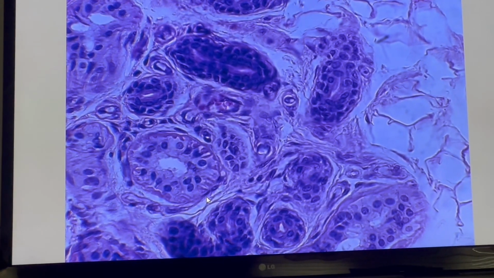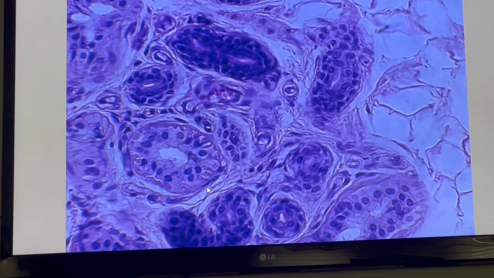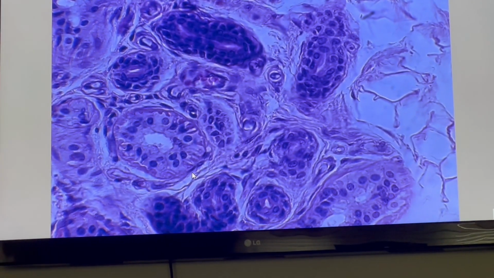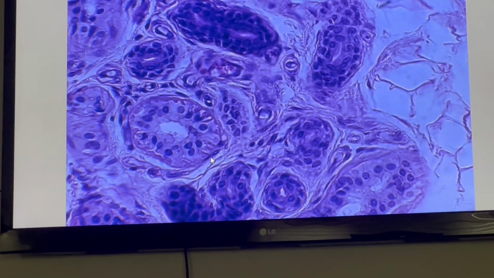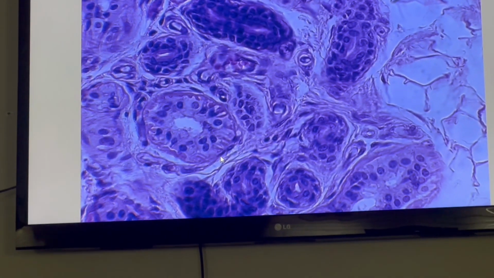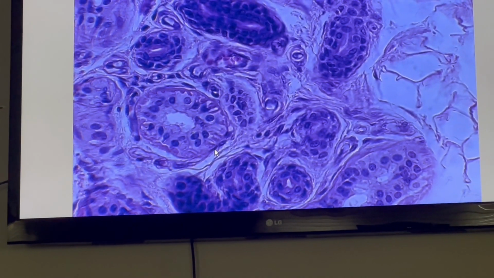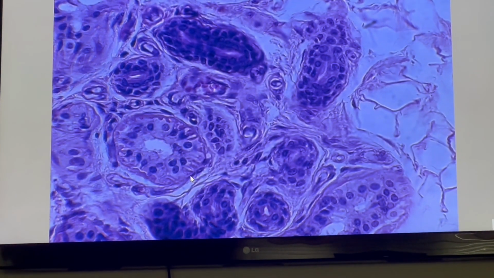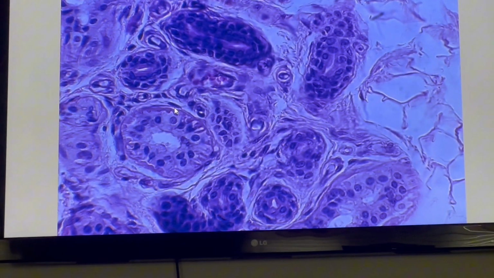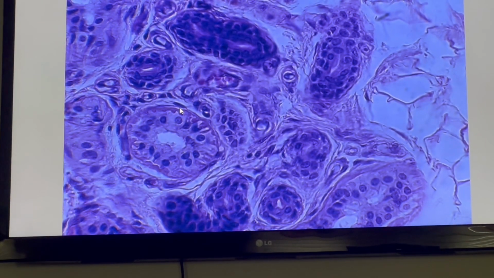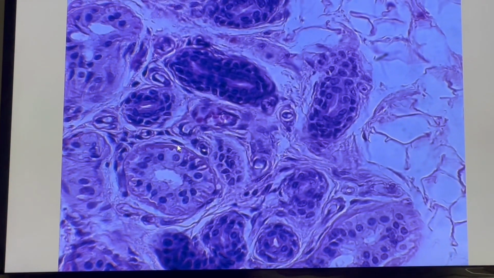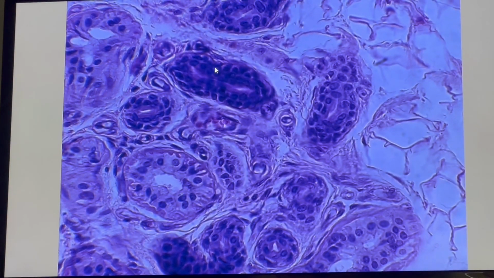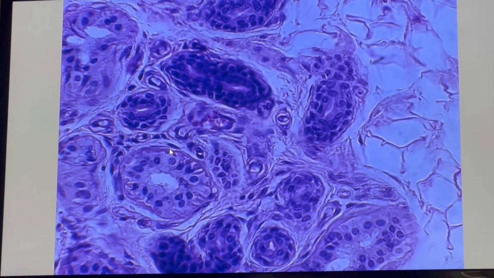At the tip of the pointer we can see the flattened nucleus of a myoepithelial cell. These cells contract to release the secretion. This myoepithelial cell is a contractile cell. This is another myoepithelial cell, a contractile cell. Secretory portion, duct portion, myoepithelial cell.